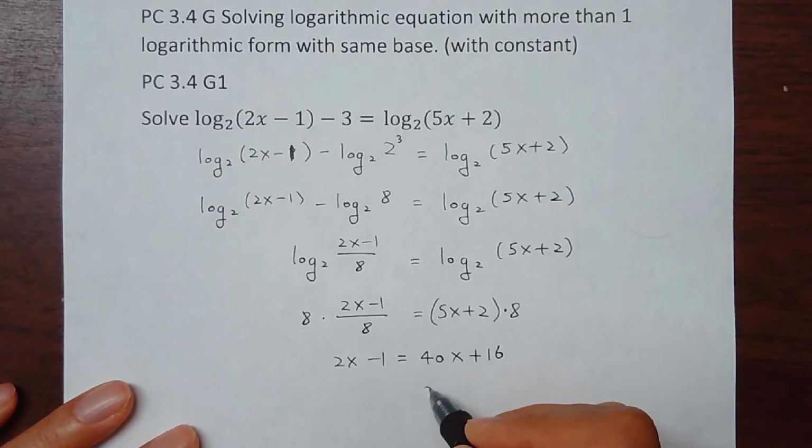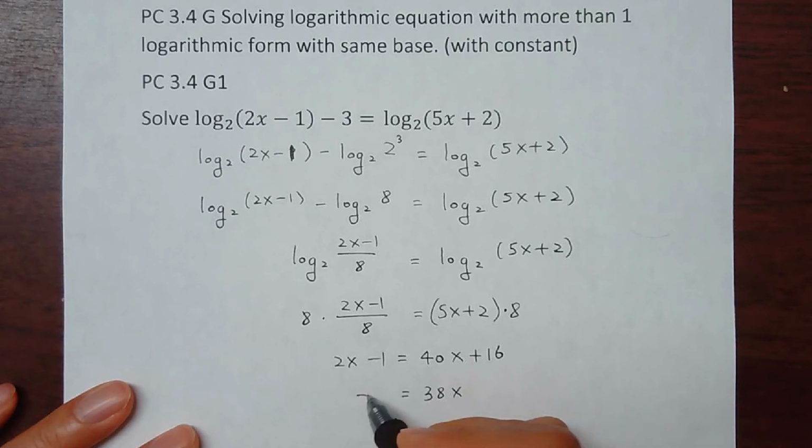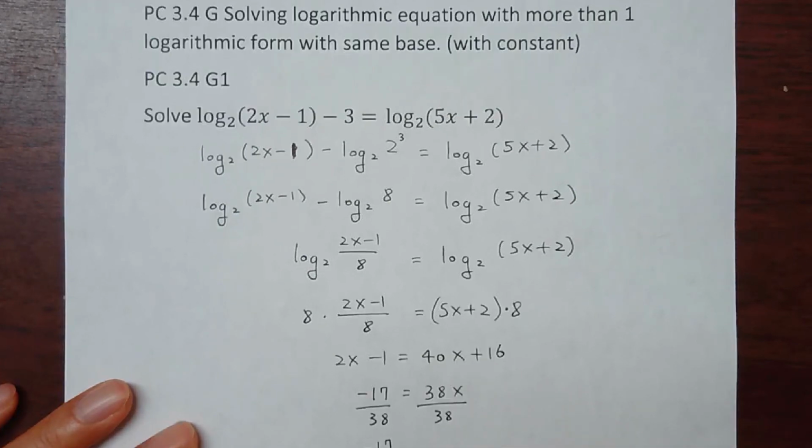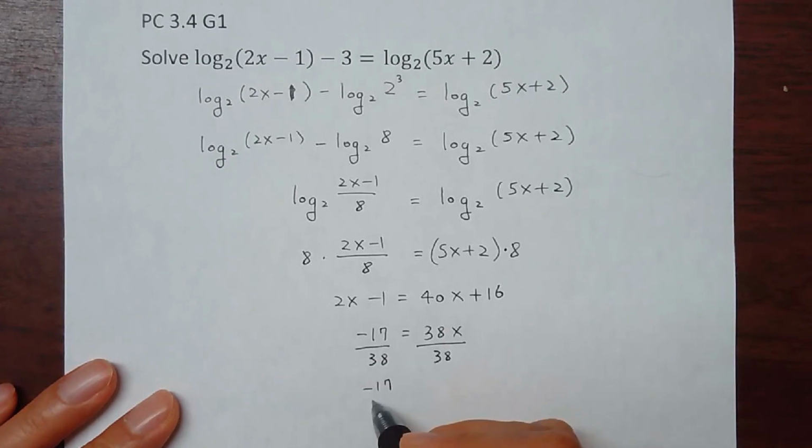So it would be what? 38x equals minus 16 minus 1, which is minus 17. Dividing by 38, we get minus 17 over 38 as the value of x.